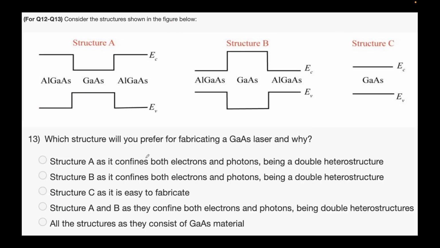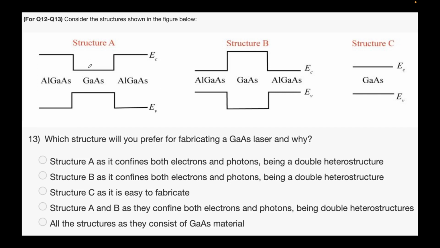Same thing is asked. Now it is being asked which one you would prefer for fabricating a gallium arsenide laser, and why. Please remember there are two states that we have, the excited state and the ground state. It so happens that in such a configuration, on the left you have a higher band gap material, in the middle a lower band gap, and again on the right a higher band gap.